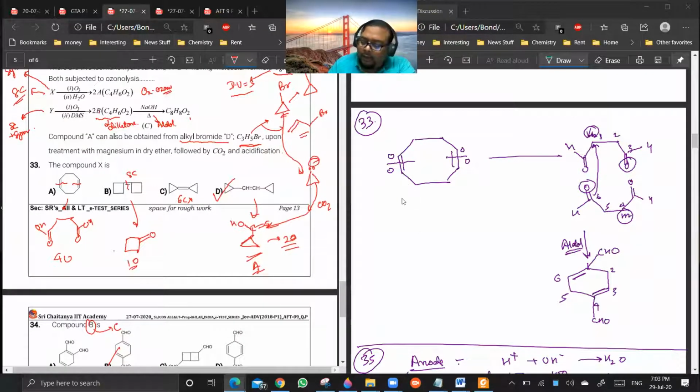See, if you have this as Y, then on O3 and Zn, you will be getting this type of diketone. Actually, this will be a dialdehyde, because you are using zinc, so you will be getting aldehyde. Now you see, this will undergo what is called aldol condensation.